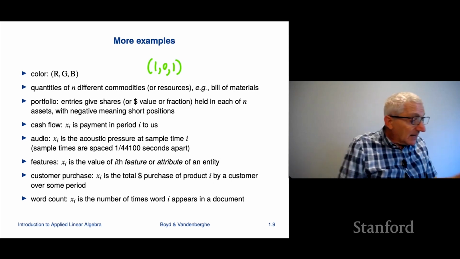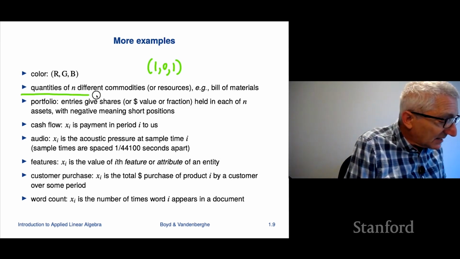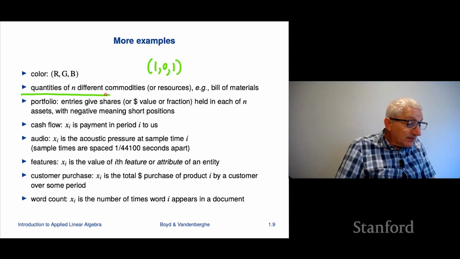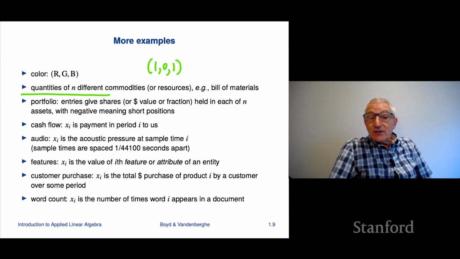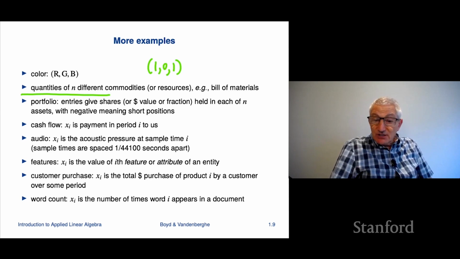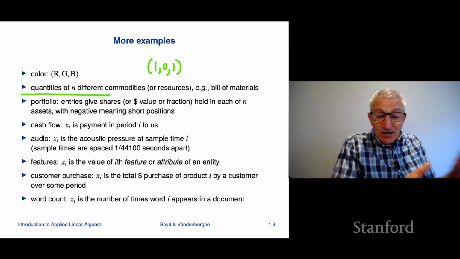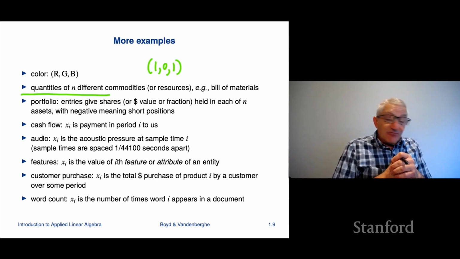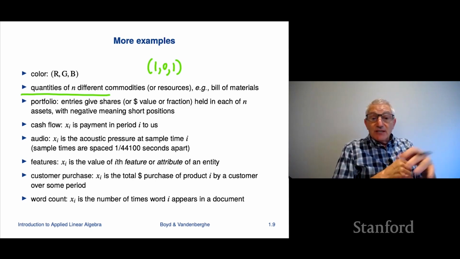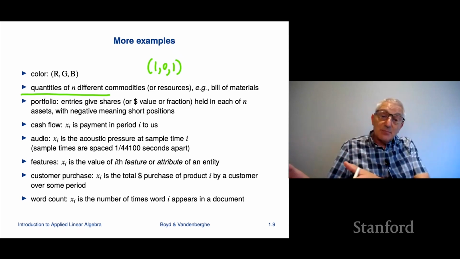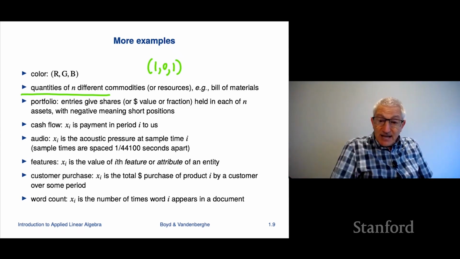Okay. Another good example is sometimes an n vector is used to give a bill of materials or a list of quantities. So for example, you could have 10 raw materials that you need to build a unit of a product. And then a vector could describe how many units of each of the materials you need to build the product. And so that would be that.